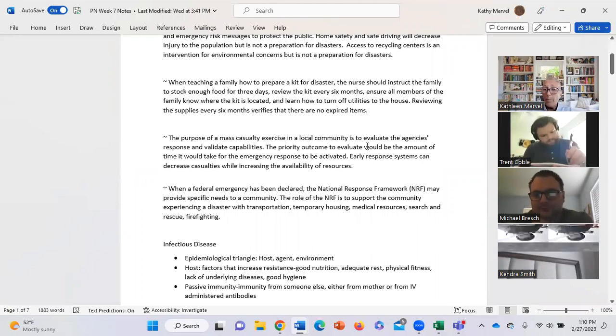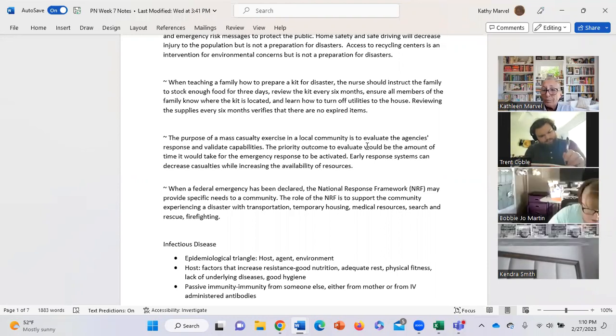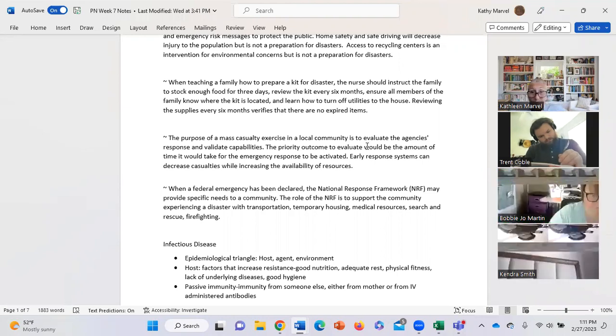So what do you think the purpose of a mass casualty exercise is? So everybody's prepared in case something happens. Everybody understands their role, responsibilities, who to communicate to, chain of command, command center. The other really important part of a mass casualty drill is to evaluate the response, right? What is the response time? How long does it take everybody to get organized and the command center to get activated? We know that early responses decrease casualties.